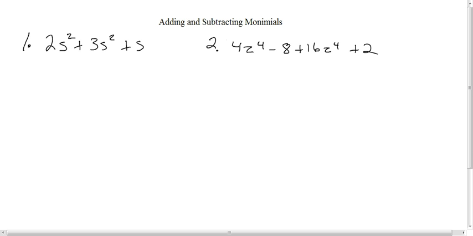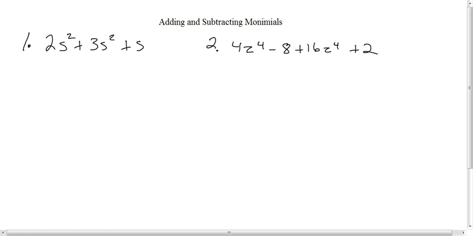Okay, class, welcome back. It's been a minute, but let's talk about adding and subtracting monomials. This was getting started into the session on adding and subtracting polynomials.